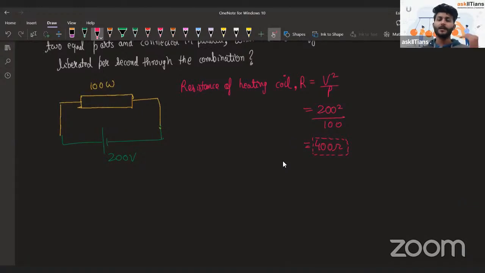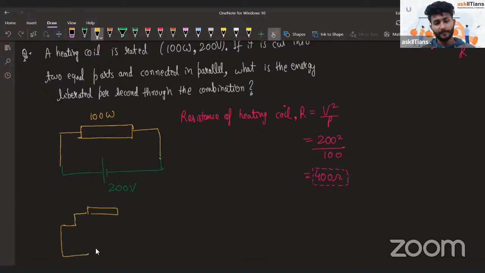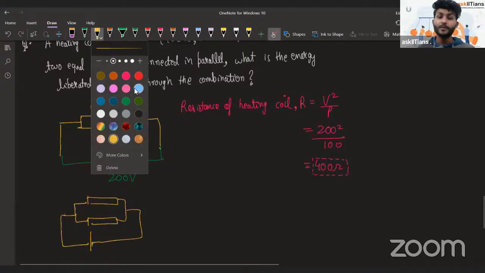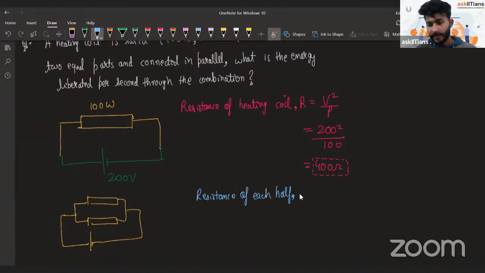Okay, perfect. So now what we have is, guys, this heating coil is broken into two parts and then they're connected in parallel. Let me draw it a little more properly. Yeah. So what is going to be the resistance of each part? Resistance of each half. Let's call it small r.